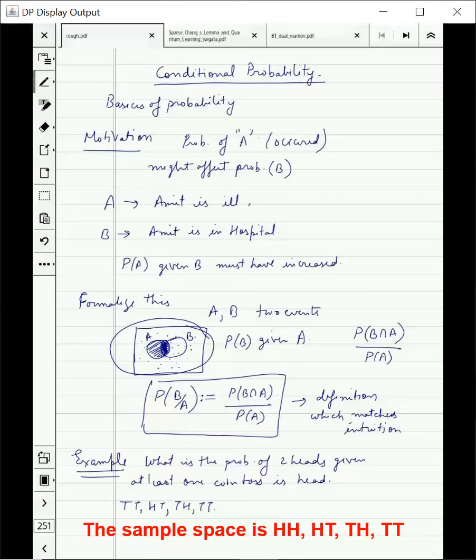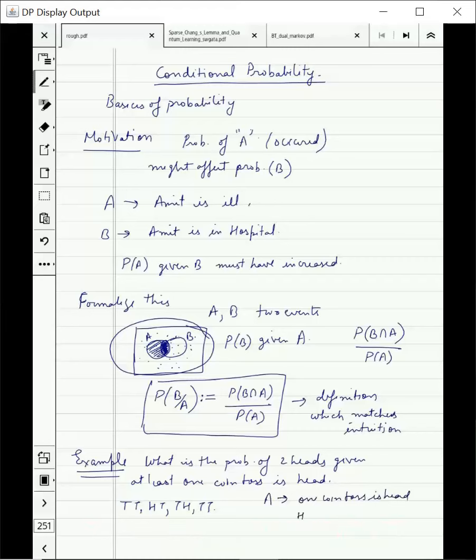Once we know that at least one of the coin tosses is head, call it event A, then the sample space is restricted. That means we only have to worry about head tail, head head, and tail head. And the favorable outcome is this. So we see this is 1 by 3. Seems like three possible outcomes, one of them is favorable. Everything is uniform, so 1 by 3.